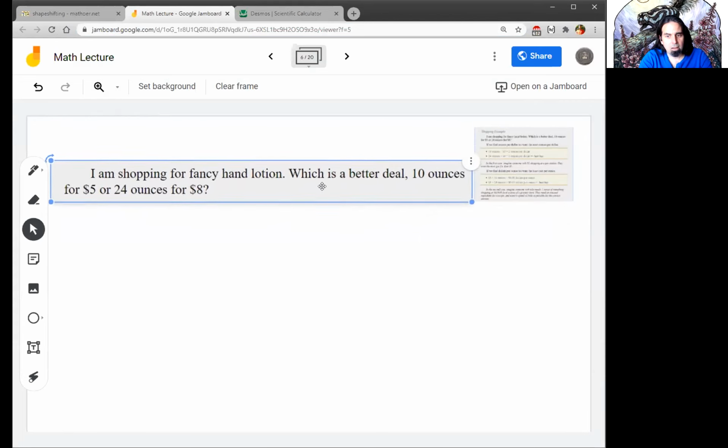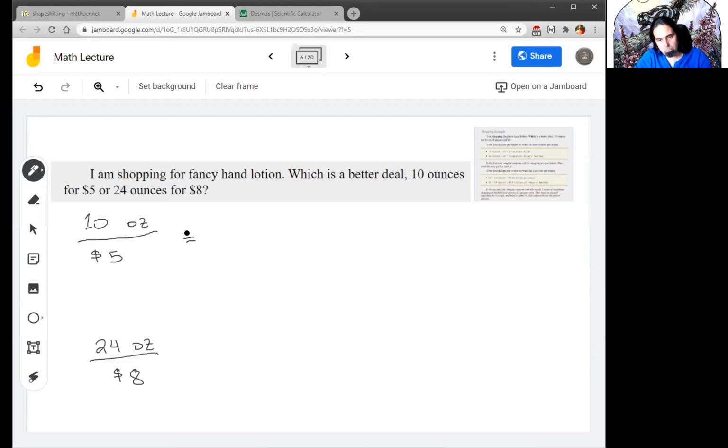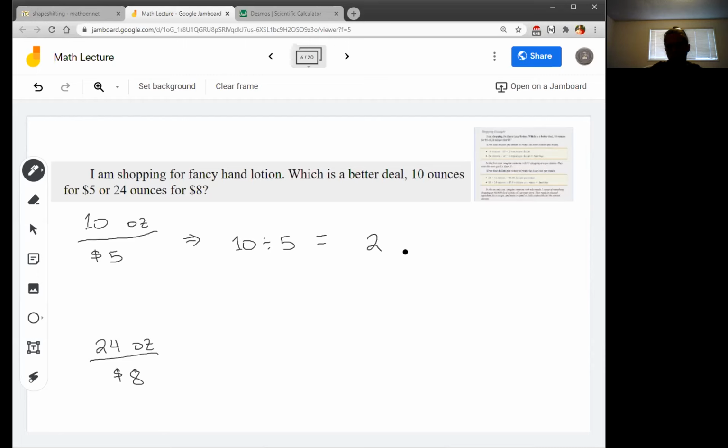Okay, I'm shopping for a fancy hand lotion. What's a better deal? 10 ounces, OZ is the ounces abbreviation, for $5, or 24 ounces for $8. So this one becomes 10 divided by 5. So we have 2 ounces per dollar.